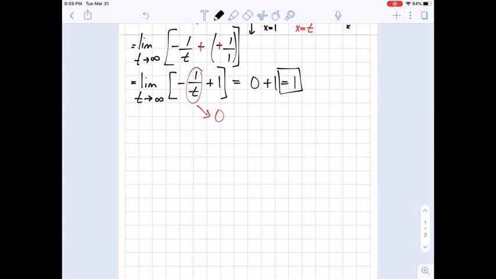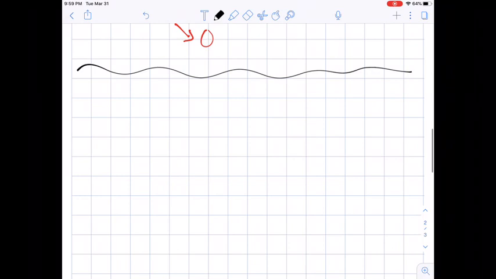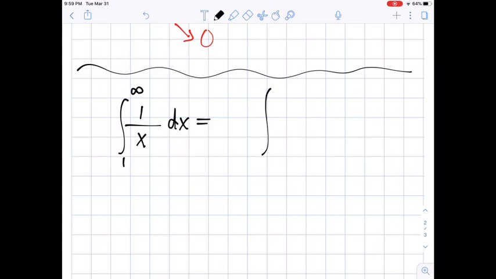So this time, integral from 1 to infinity, 1 over x dx. So very similar to the last one. Okay, we can start by introducing our parameter. We can go from 1 to t. Now we have a definite integral. We're also going to set up the limit as t approaches infinity.